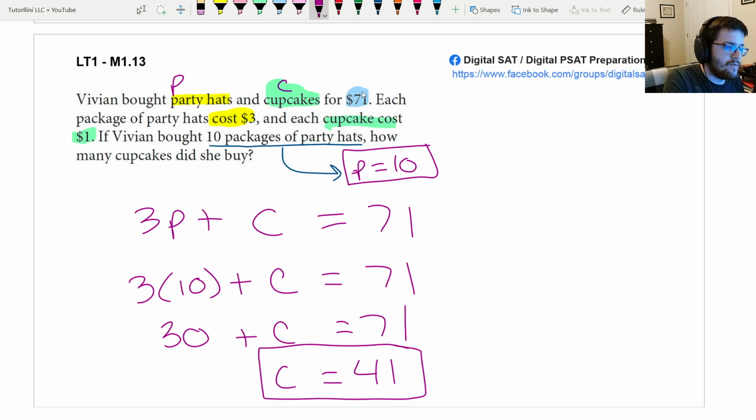Great. So it was really important that you knew how to translate the words to the math in that first step. You can just use X and Y if you want, but you're probably going to have an easier time following along if you use letters that start with the thing in the question, right? So for party hats, I used P, or you could use H for hat. And C, I used for cupcakes. Great, let's keep going.